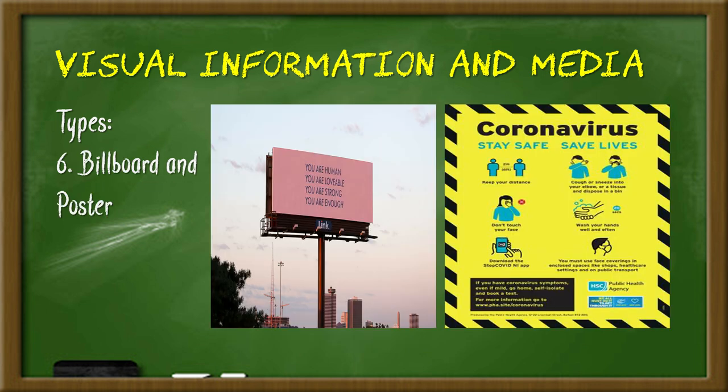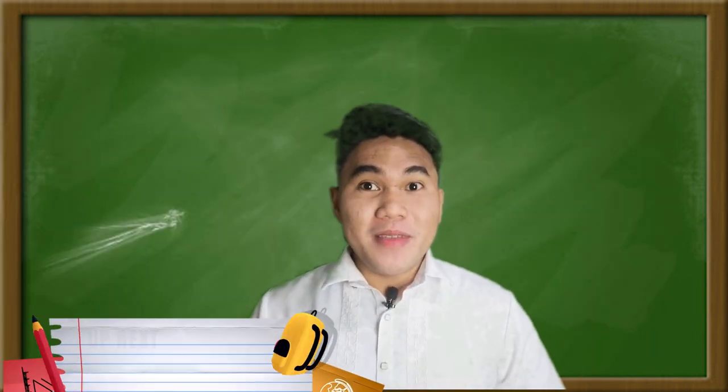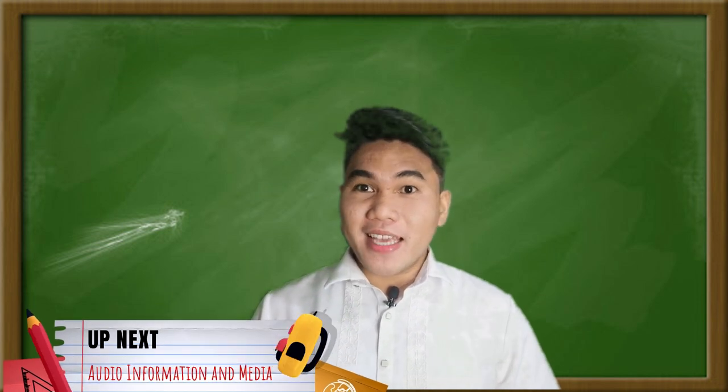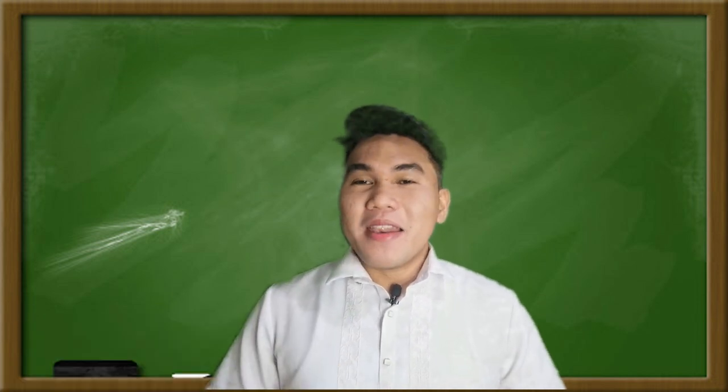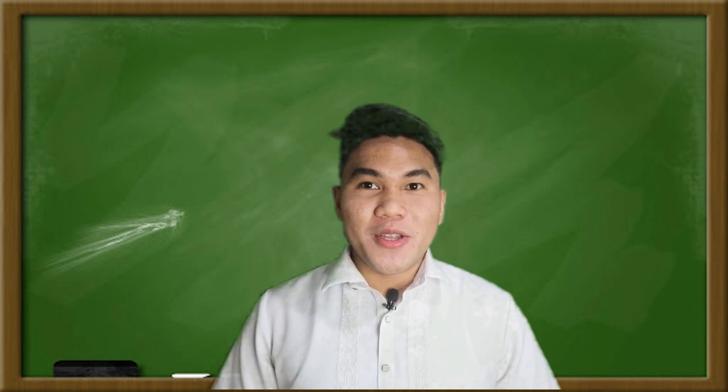And the last is billboard and poster. Billboard refers to a large outdoor board containing text information and images or designs posted as a form of advertisement. While a poster is like a billboard but is much smaller. A poster is also used as a means of announcement or advertisement. Visual information and media is easy to understand, right? Now, let us proceed to audio information and media.